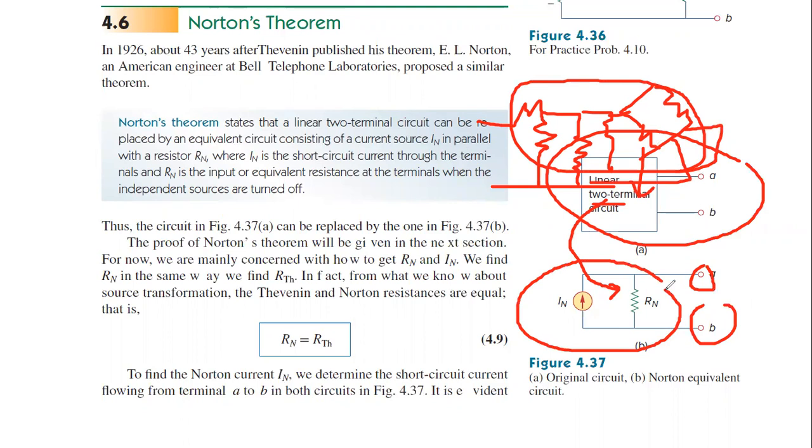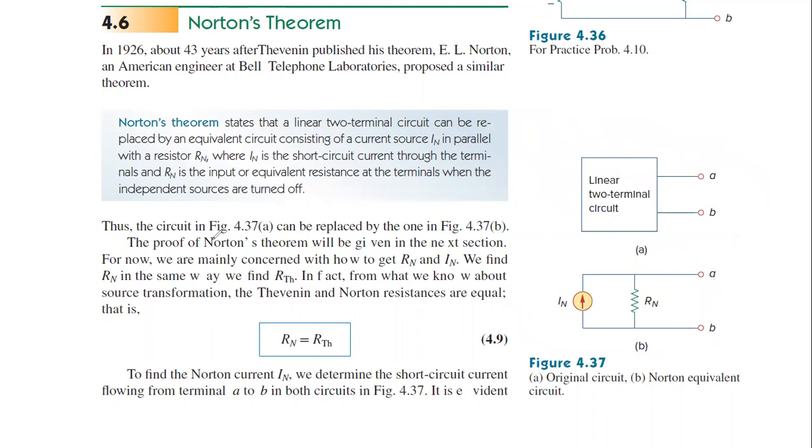So one should be active, the other one should be passive. So you should convert the many complicated circuit representations into a single active and single passive element mode. Here, the main important words are short circuit. The current IN is nothing but the short circuit current flowing through the terminals when you are short circuiting. RN is nothing but an equivalent circuit resistance.